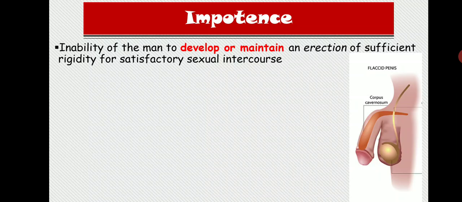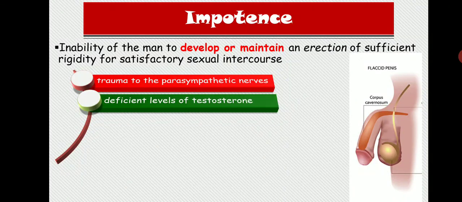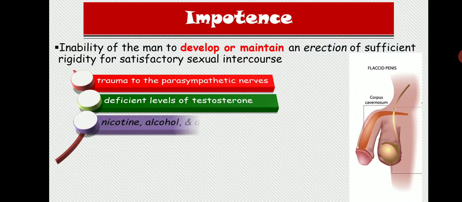So what are the causes of impotence? First, the nervous stimulation required for erection is the parasympathetic nerve, right? Erection is basically the function of the parasympathetic, and ejaculation and emission are the function of the sympathetic. So in order to develop a proper erection, we need proper parasympathetic nerve supply. So trauma to the parasympathetic nerve supply will lead to impotence. Also deficiency of testosterone and certain drugs like nicotine, alcohol and antidepressants. A person having nicotine, taking alcohol or taking antidepressants has chances of impotence.